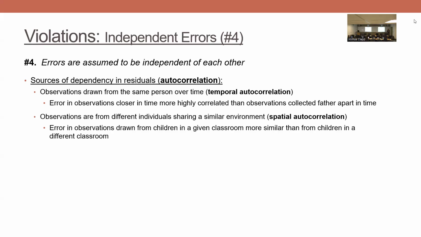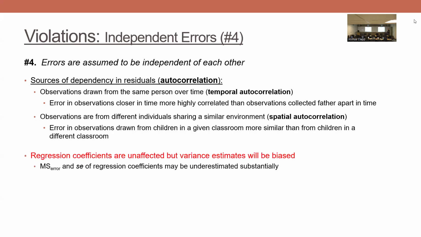So this is where we have to get into types of analyses that account for the nested structure of those data, that model this specifically. And then we have appropriate standard errors and appropriate tests. Okay. So once again, same old story. My regression coefficients are fine. It's just my standard error estimates. My mean squared error from my overall R squared and my individual standard errors can become substantially underestimated.